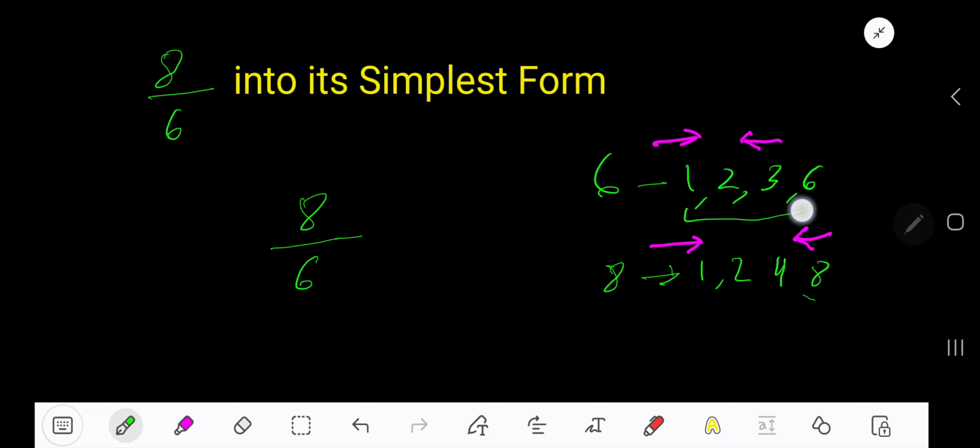So 1 times 6 equals 6, so 1 and 6 are factors of 6. Then 2 times 3 equals 6, so 2 and 3 are also factors of 6.